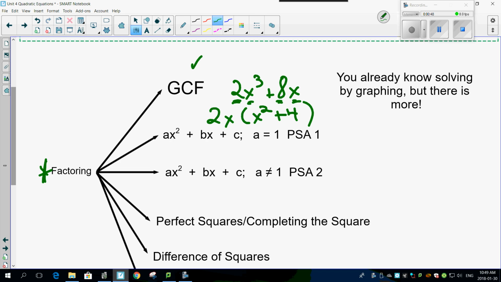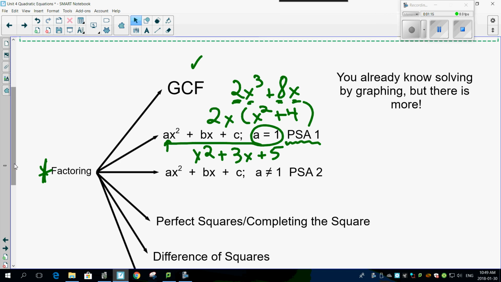Then, remember, we had to solve ones like this, where the a value, that first value, is 1, something like an x squared plus 3x plus 5 kind of idea. Well, we used PSA 1. Now, for those of you who have never had me as a teacher before, this is going to be kind of new to you, but it's just a different way to organize things. That's what PSA 1 is all about, and we'll go into that a little bit more.